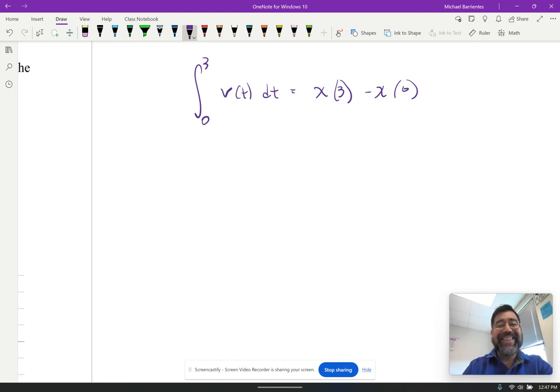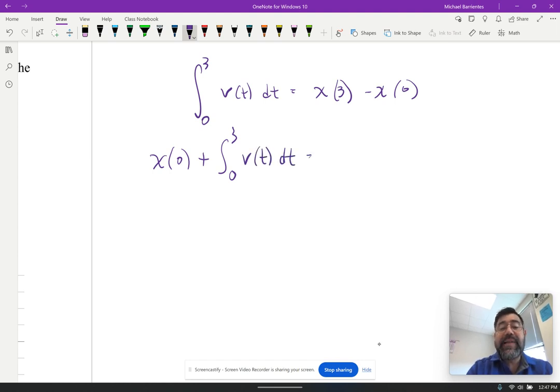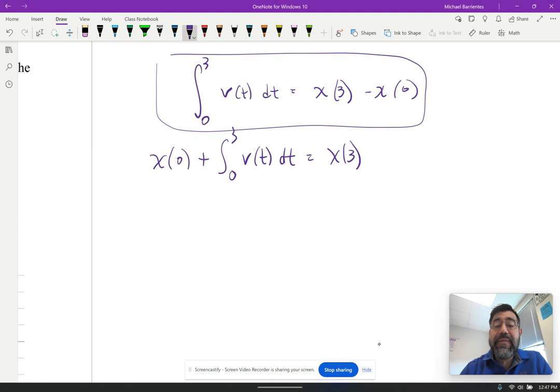So that means that I could add this to the other side. And think about what this is telling us. If you know the position at the beginning, the initial position, if you add on the displacement, which is what this is going to find between 0 and 3, you're going to get the position at the end at time 3. So this kind of goes with one of the first ideas that we did when we did the first part of the fundamental theorem, which is I can move this to the other side. And because I can do this on my calculator or by hand, it's going to equal what I want.